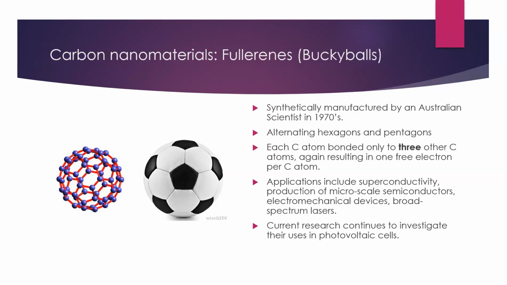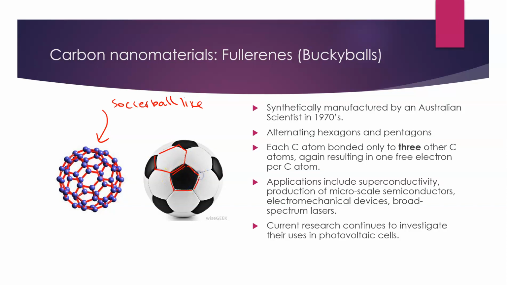Nanomaterials, when we come to talk about carbon, we're not going to do in much detail, but there are a couple of things that we need to pay attention to. This being Buckyballs, which are an arrangement of 60 carbon atoms in a soccer ball arrangement. So they have alternating hexagons, 1, 2, 3, 4, 5, 6, and pentagons.